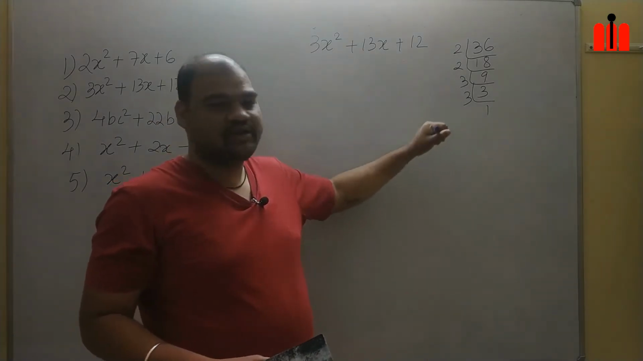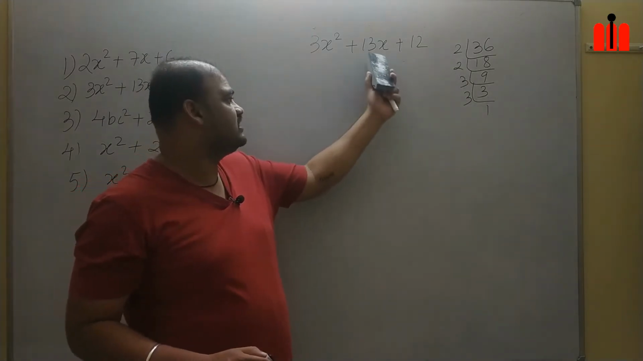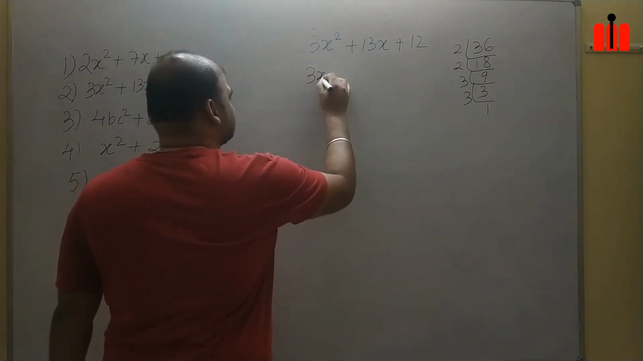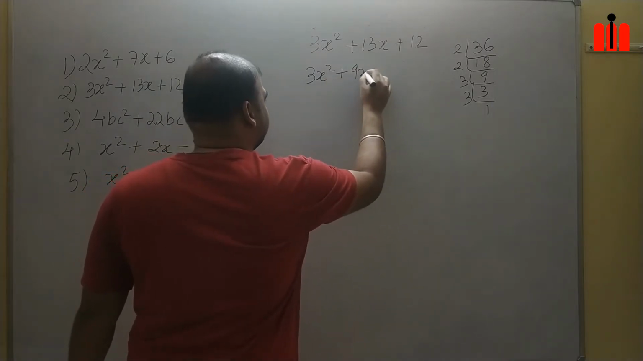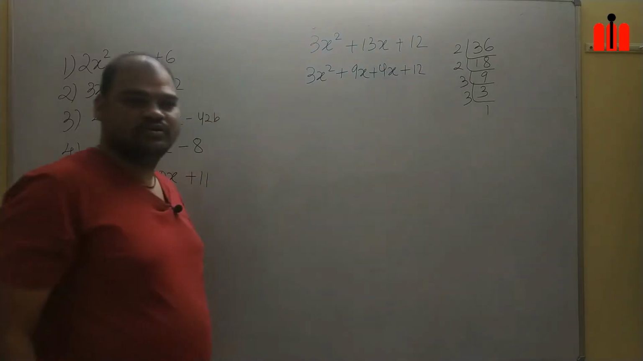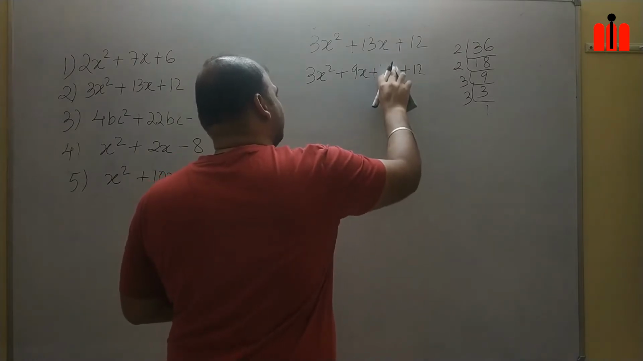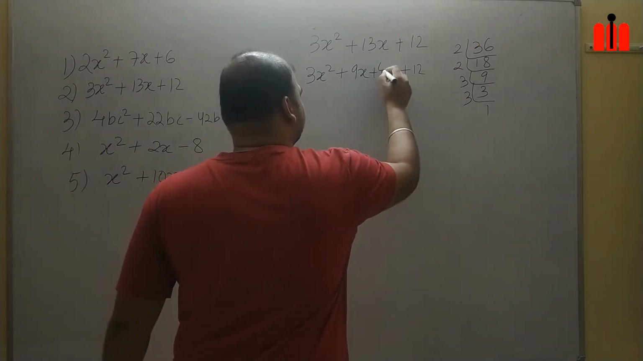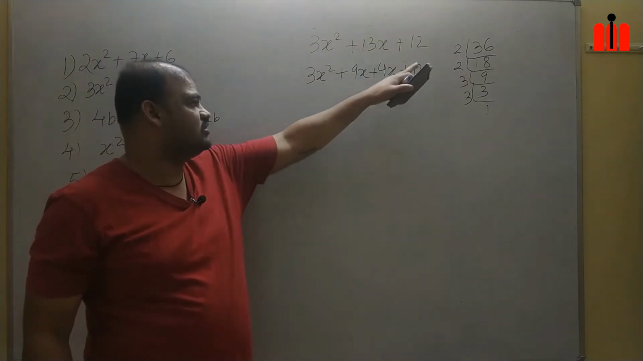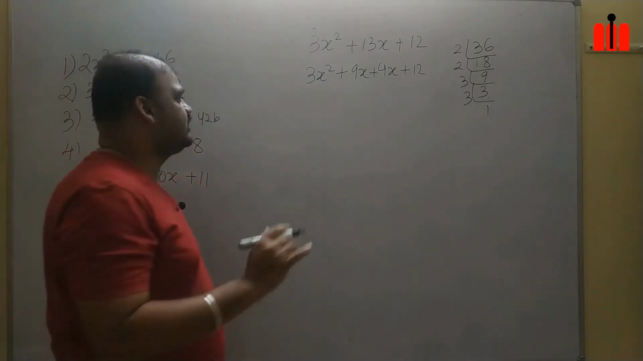So it is 13. Again 3 into 3, 9, 9 plus 4, 13. So we can split 13 as 9 plus 4. So it will be 3x square plus 9x plus 4x plus 12. What we had done? We had split 13 into 9 plus 4, and 9 into 4 is equal to 36, which is equal to 12 into 3, 36. Okay, are you getting it?